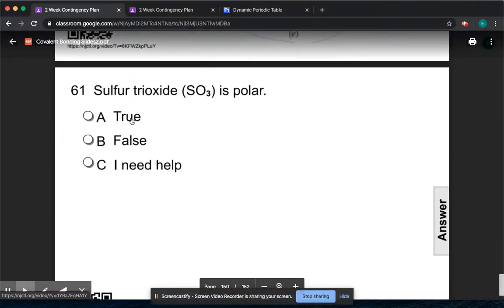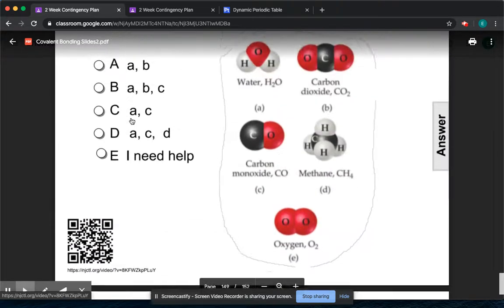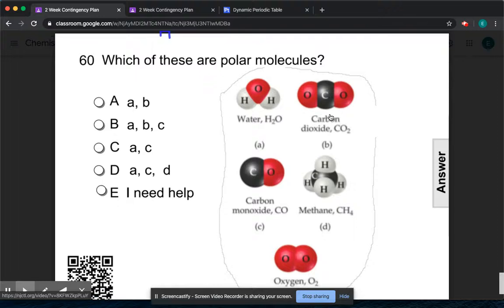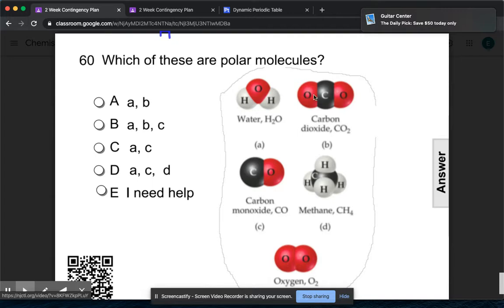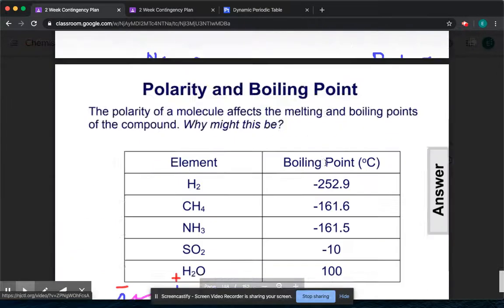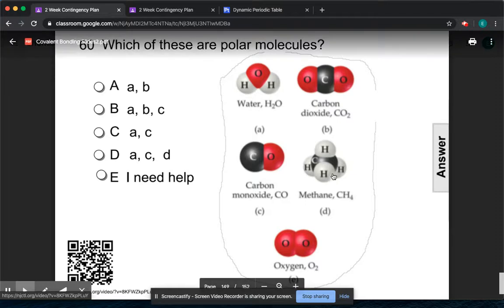And let's do some examples before I get into the worksheet. So this is saying which of these are polar molecules. This goes back to the shape. Water. Water we already know is polar. We did the example already. CO2. CO2 would form what shape? If you remember earlier, CO2 is linear. It'd be in a straight line. The poles would cancel. So B is nonpolar.